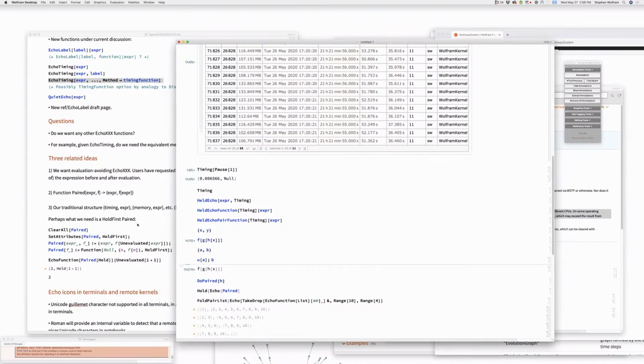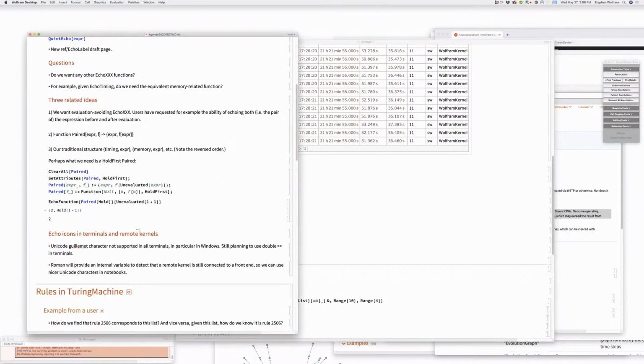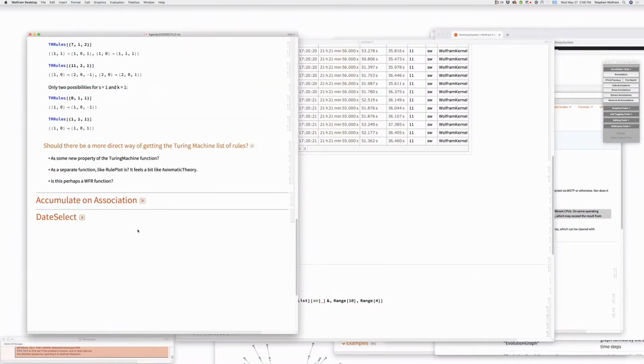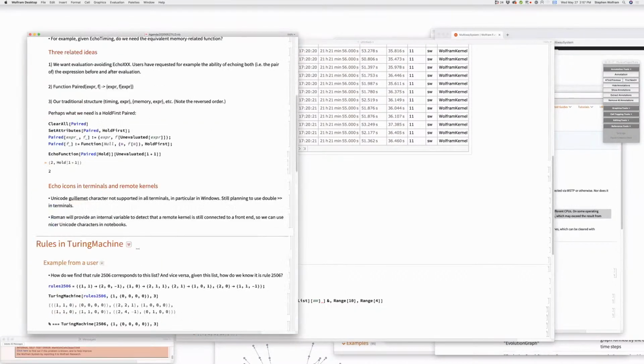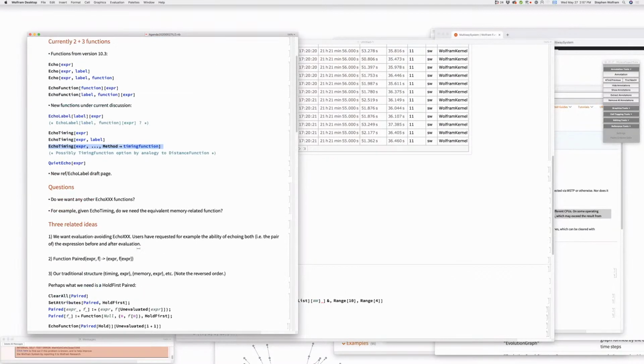Well, okay. So again, back to echo timing. I think there are two different problems here. One is making echo timing more powerful so that it can handle threads and things like that. The other, which is what the discussion suggested, is how to link echo to paired. And in my opinion, the key idea is to make paired echo hold first.